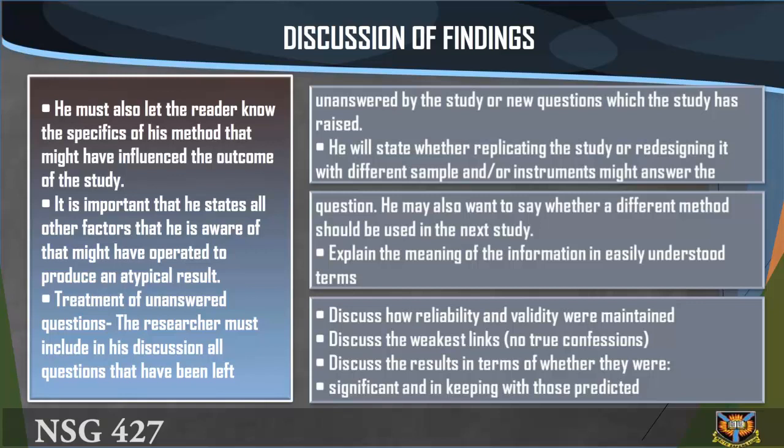7. It will state whether replicating the study or redesigning it with a different sample and/or instruments might answer the question. You may also want to say whether a different method would be used in the next study. 8. Explain the meaning of information in easily understood terms. 9. Discuss how reliability and validity were maintained. 10. Discuss the weakest links, that is, the limitations, with no false confession.